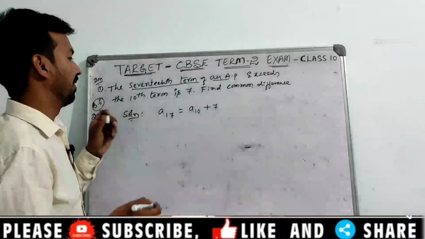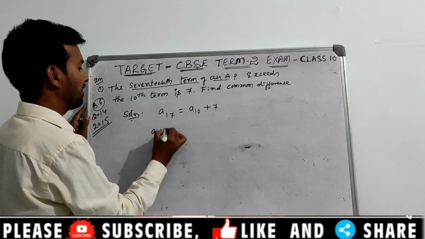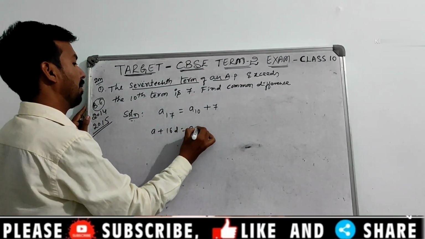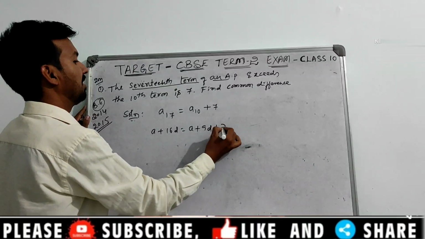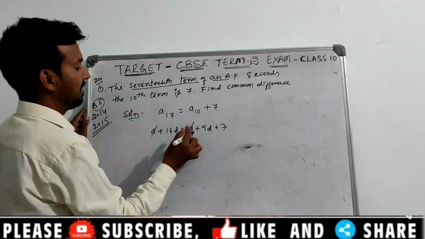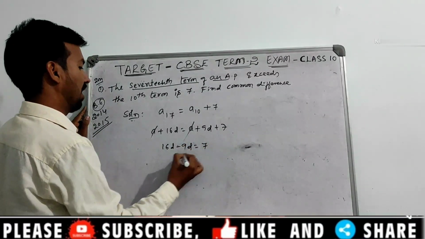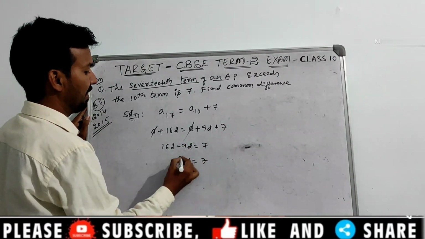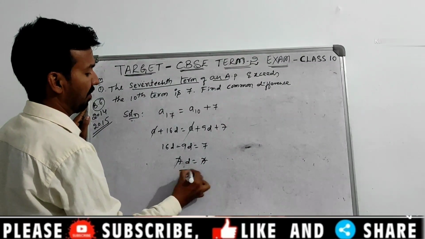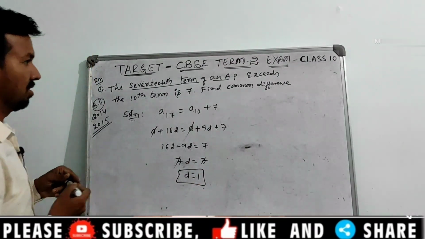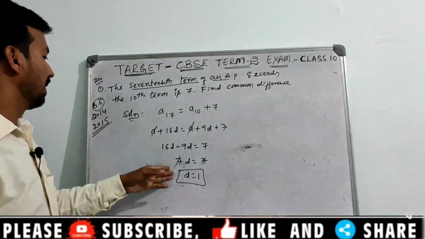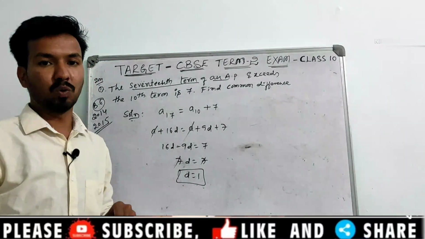A17 is written as A plus 16d. Here A plus 9d plus 7. A gets cancelled. 16d minus 9d is equal to 7. Here 7d is equal to 7, so d is equal to 1. That is the easiest question, children. You understand the concept, you get the value of d equal to 1.